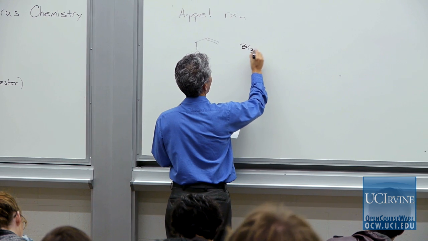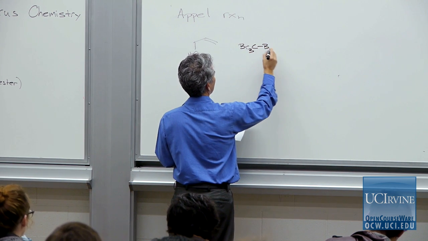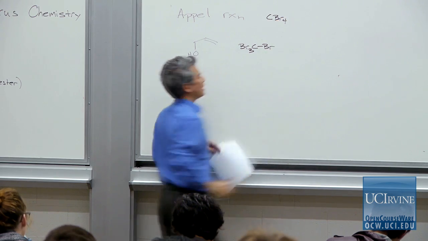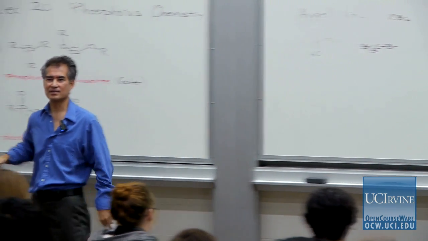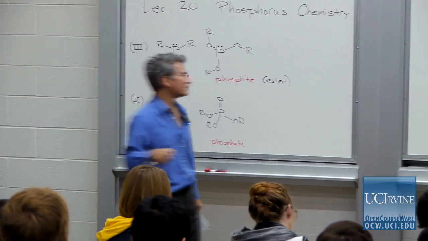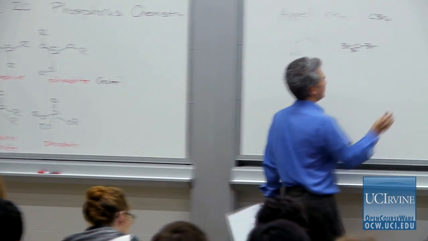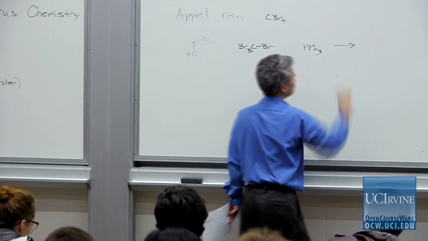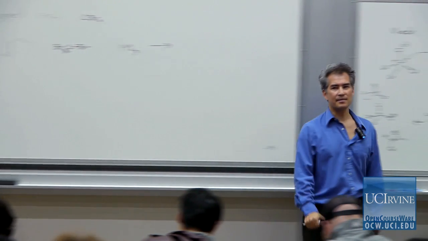You use bromoform, and I'm going to draw carbon tetrabromide. And I'm not going to draw carbon tetrabromide like this. I'm going to draw one of those carbon-bromine bonds, so you can see that we're going to break that right off the bat. And we throw in triphenylphosphine with that, and that's the magic system.